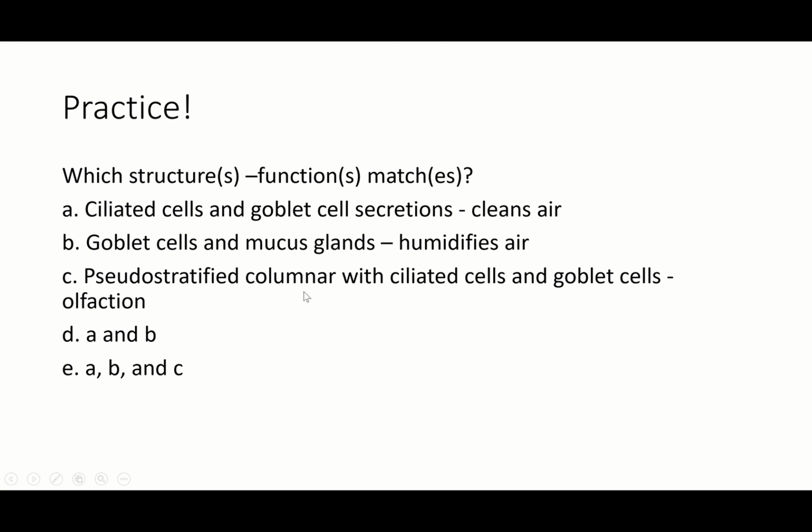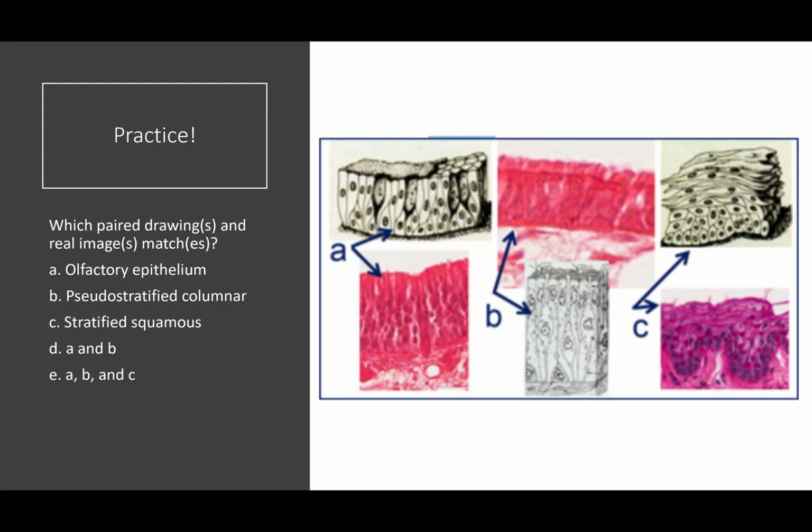Pseudostratified columnar with ciliated cells and goblet cells are for olfaction. That one is incorrect, right? Because for olfaction, that would be your olfactory epithelium, not your respiratory epithelium. And this is what respiratory epithelium is, right? Pseudostratified columnar with cilia and goblet cells. So that one's just going to be D.